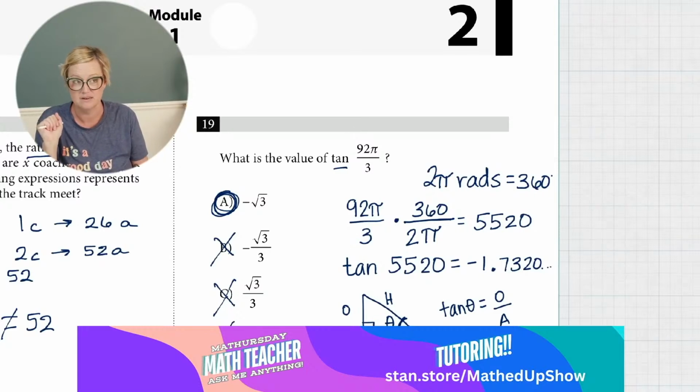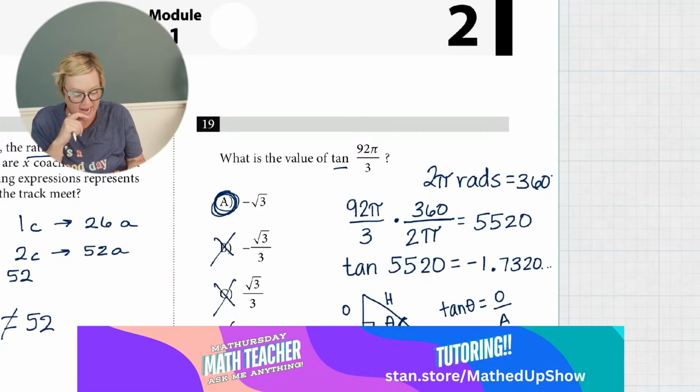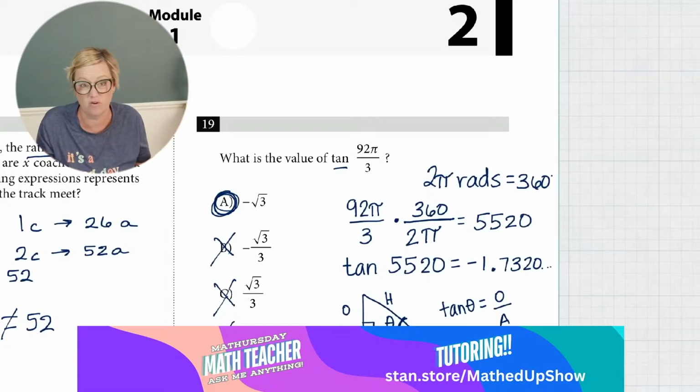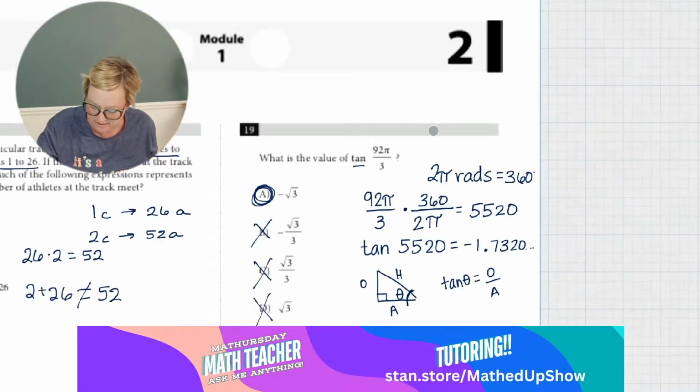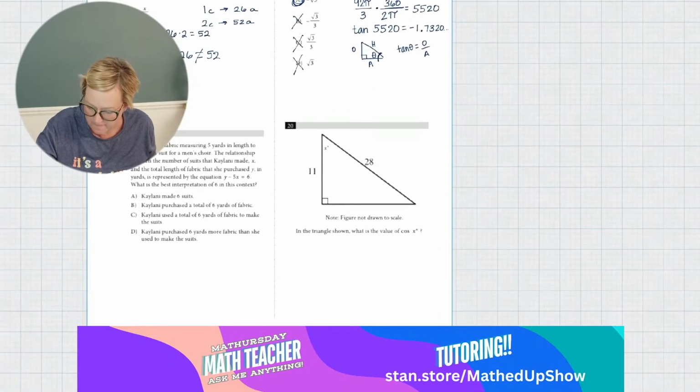Now the other thing is if you've got a NumWorks calculator, which you guys know, I love my NumWorks calculators. When I type in tangent 5520, it tells me that it's negative root 3. It just gives me the radical. It simplifies radicals for you and all of that. Ta-da! Okay, let's take a look at another one.